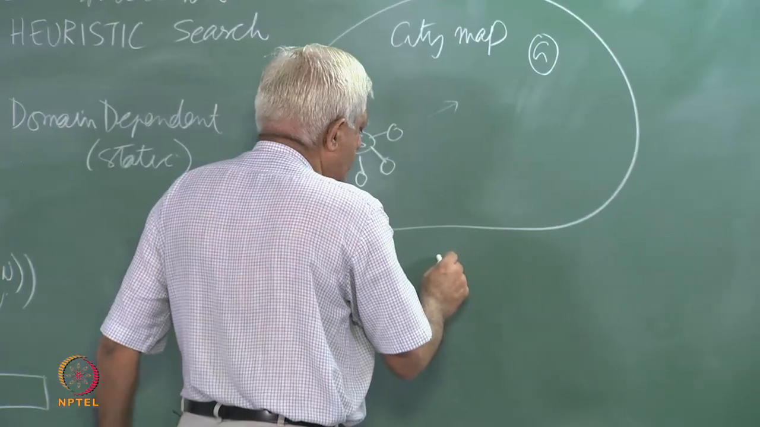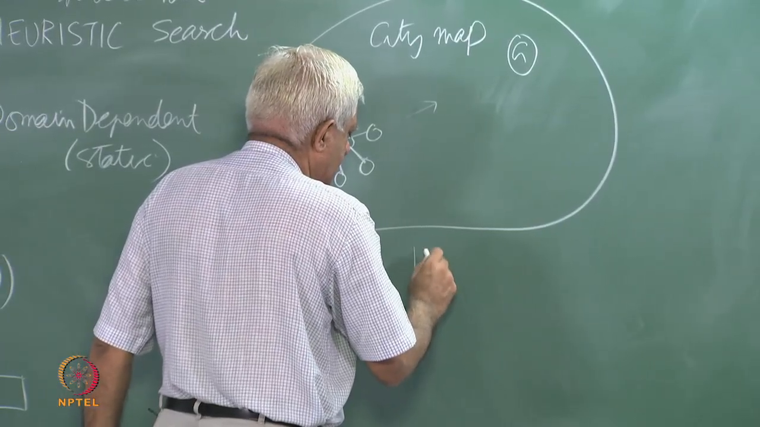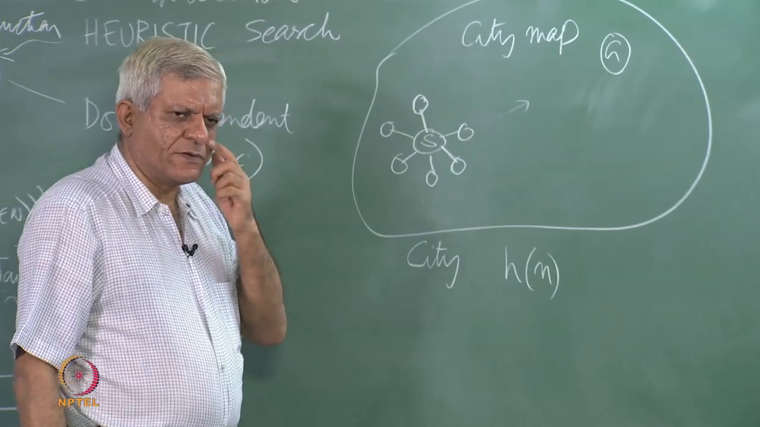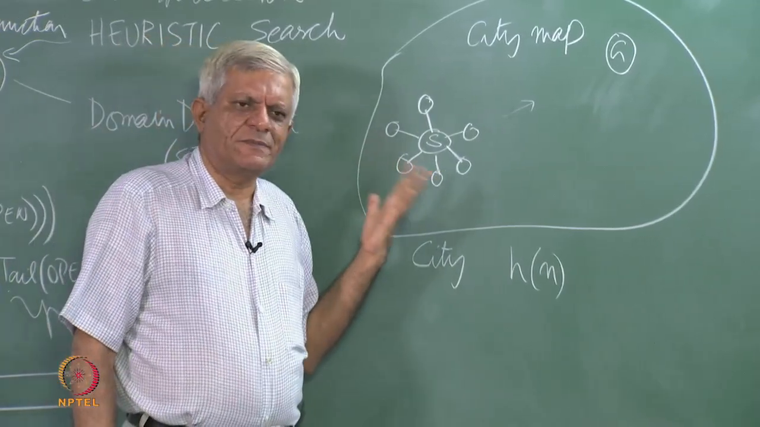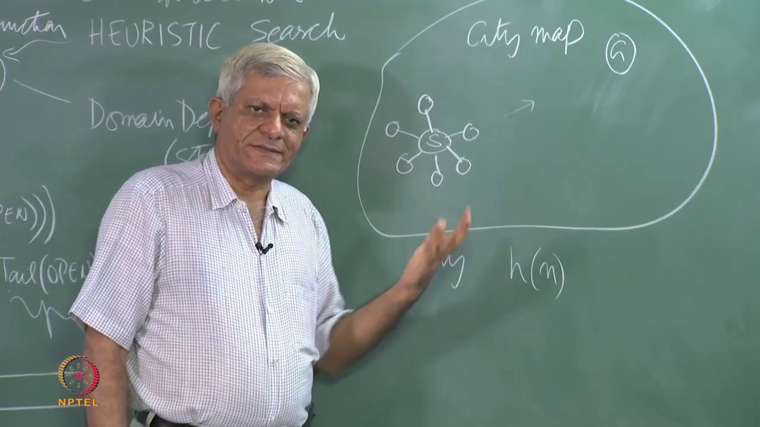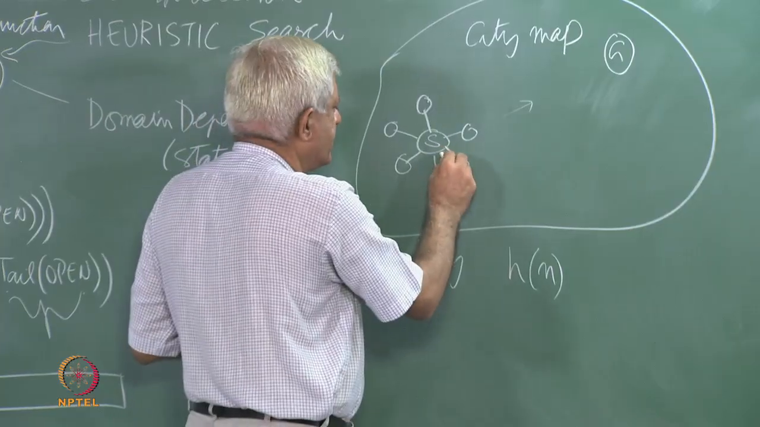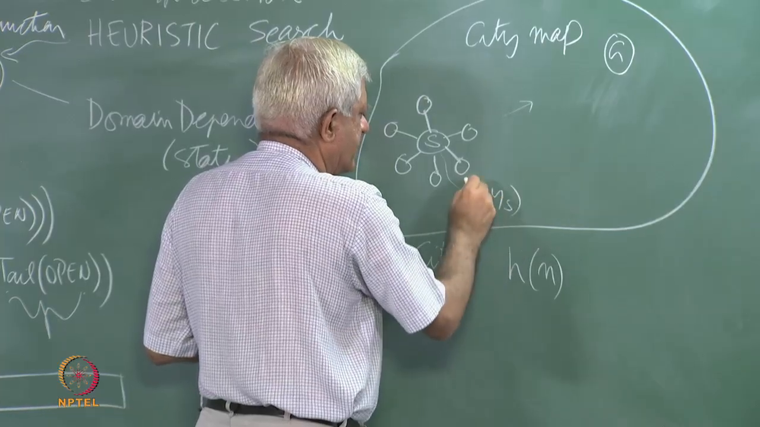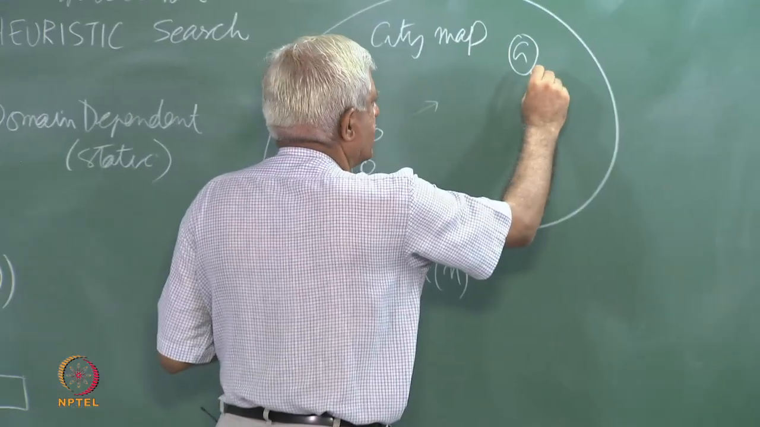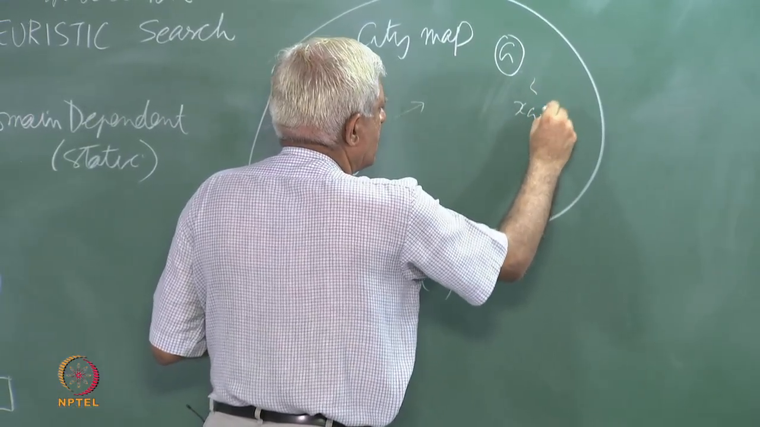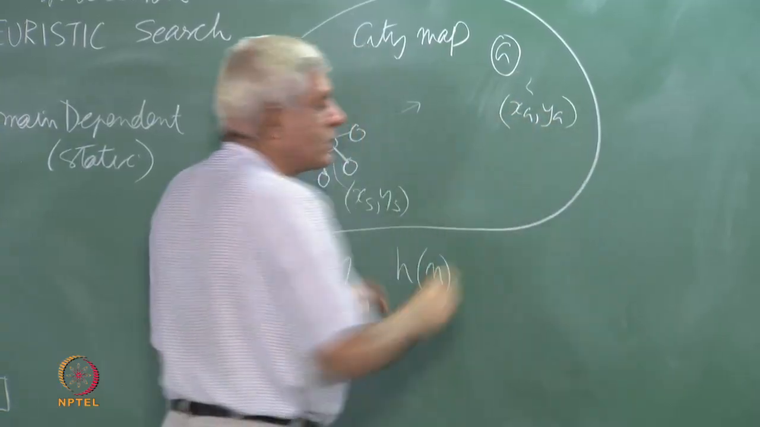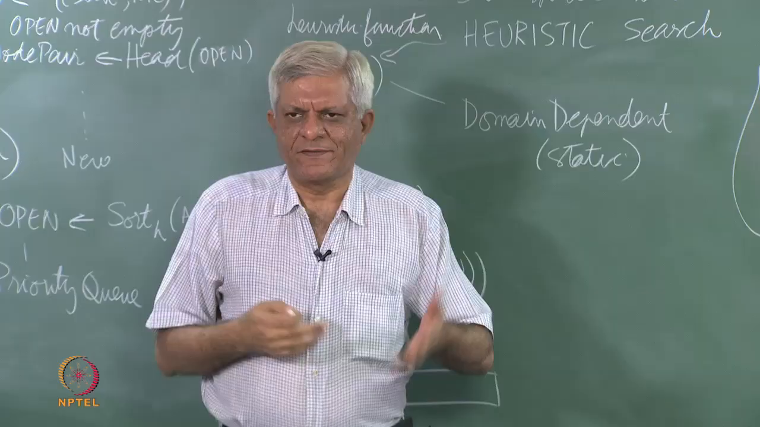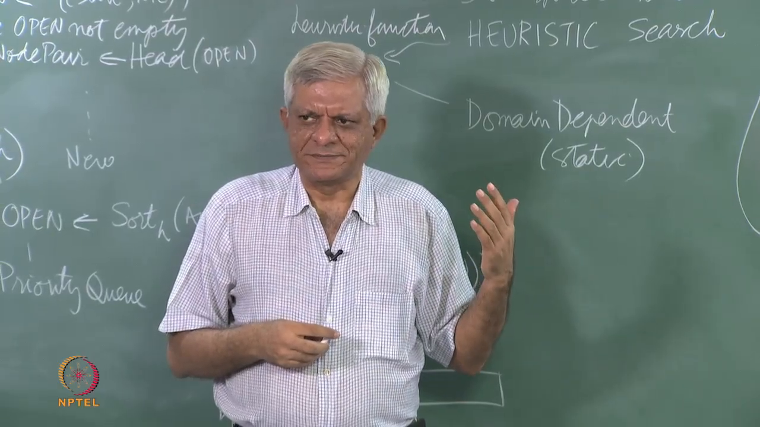You can say h of n. Let us assume that a goal node is given to us. So, what can we expect in a city map? We can expect to get coordinates essentially. So, start state is some x start and y start in a 2-dimensional map, and goal state is some x goal and y goal. If the coordinates are given to you, and it is reasonable to expect that the coordinates may be available in such a situation.